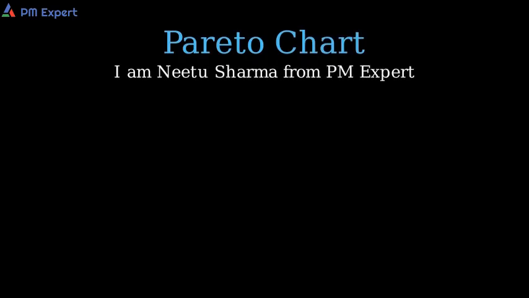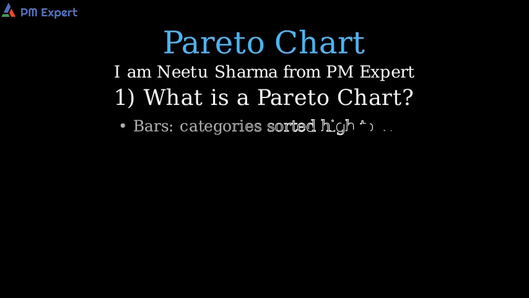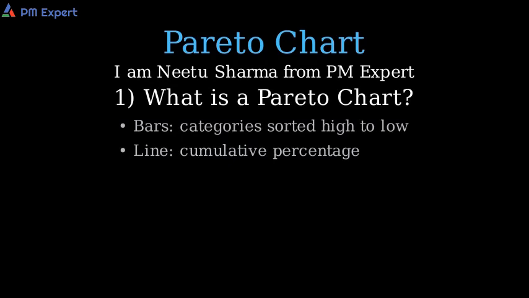In this video, we will learn about the Pareto Chart, a helpful tool in project management and quality control to identify the most significant factors among many. What is a Pareto Chart? A Pareto Chart is a bar graph combined with a line graph. It arranges categories from highest to lowest on the bars and adds a cumulative percentage line on top.